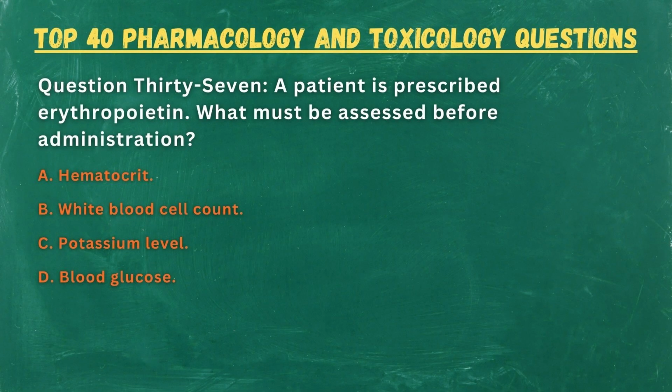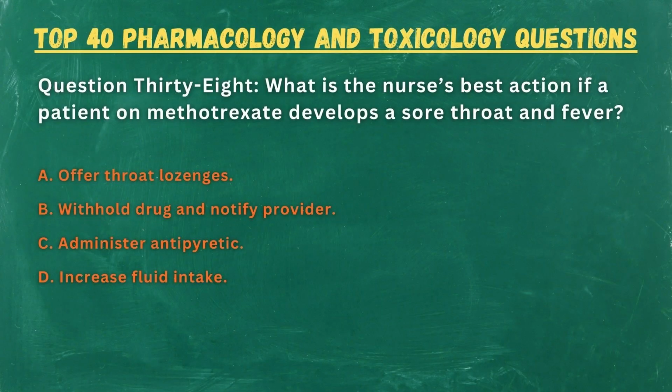Question 37. A patient is prescribed erythropoietin. What must be assessed before administration? A. Hematocrit. B. White blood cell count. C. Potassium level. D. Blood glucose. Answer A. Hematocrit.